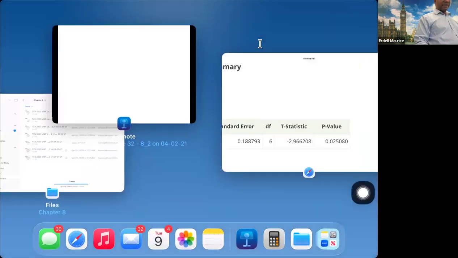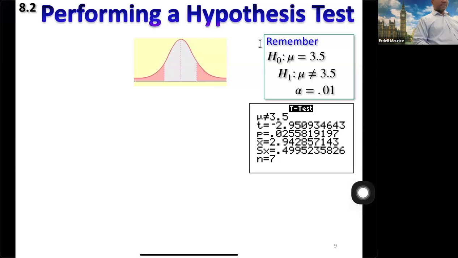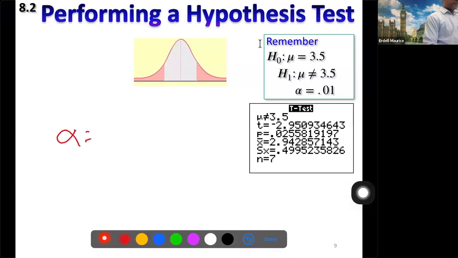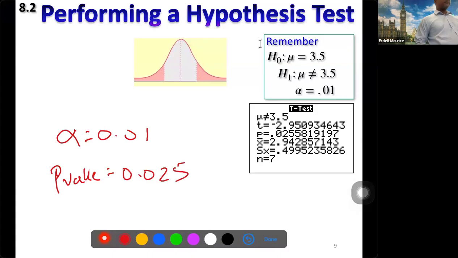All right, let me write it down again. Maybe it helps if you can see it. The alpha level is 0.01 and the p-value is 0.025. Do you reject the null or do you fail to reject the null? Is the p-value smaller than the alpha level? It is not, correct? This is the smaller value. Therefore, you fail to reject the null.